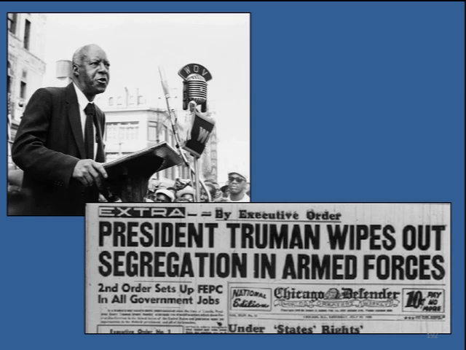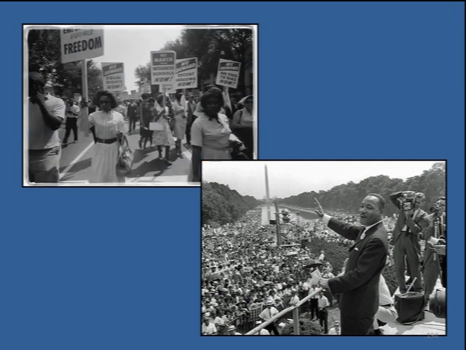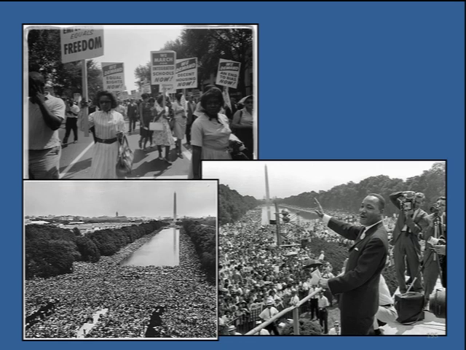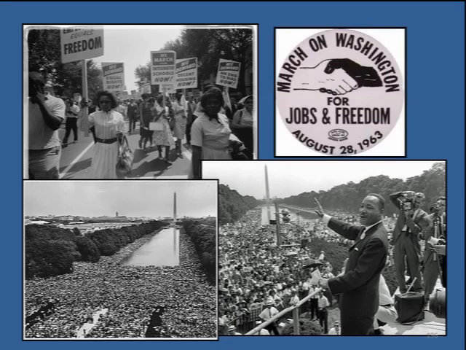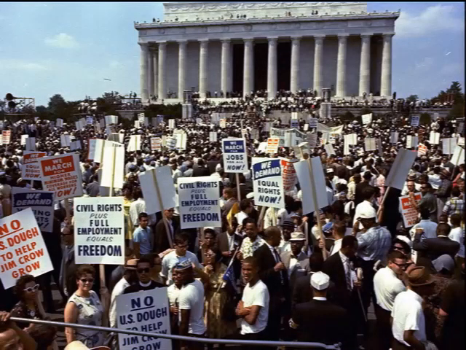In 1941, Randolph used the threat of such a march to get the government to outlaw discrimination in the defense industry. Randolph then did the same again in 1948 to pressure the government to desegregate the armed forces. Now, 15 years later, on August 28, 1963, 250,000 people participated in the March on Washington for Jobs and Freedom. This march would become one of the most iconic events of the civil rights movement.